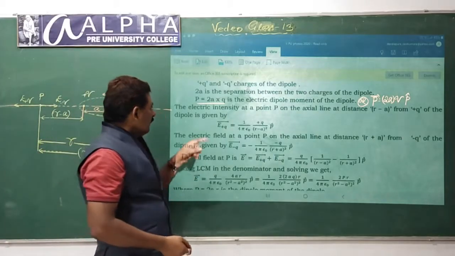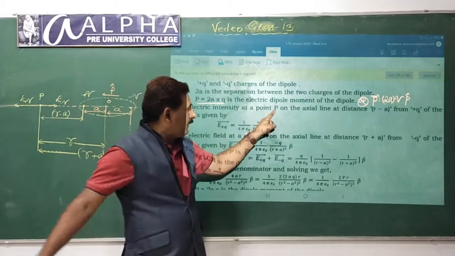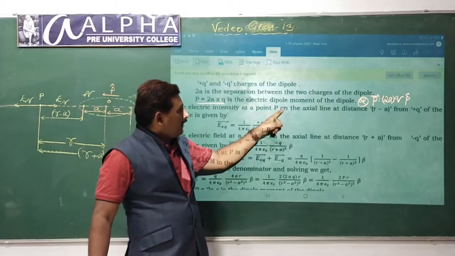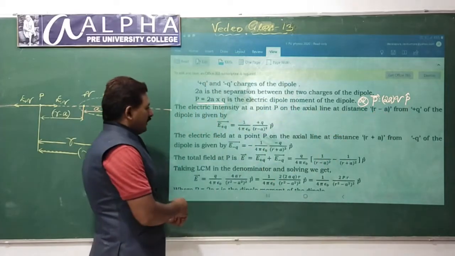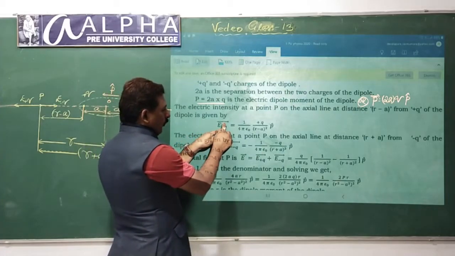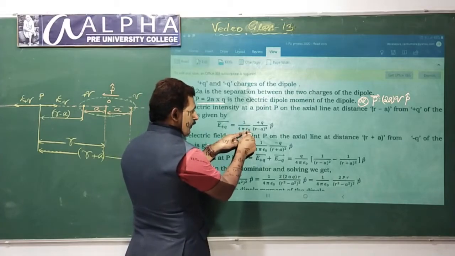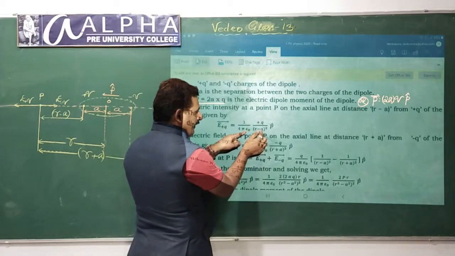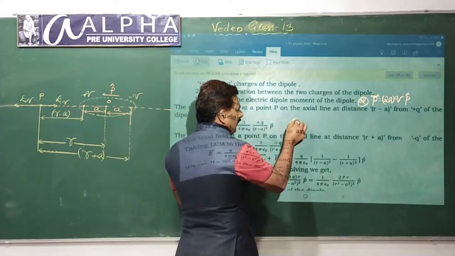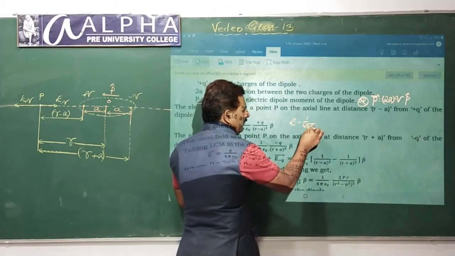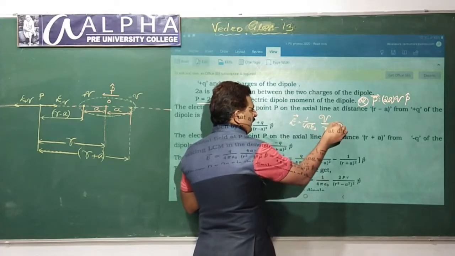Now, electric intensity means strength of electric field at point P. Point P, you see here, is on the axial line at a distance R minus A from plus Q, and is given by E plus Q vector equals 1 over 4 pi epsilon naught, Q by R minus A. So what is the expression for electric field? When you write this, you recall your expression 1 over 4 pi epsilon 0, charge Q divided by R square, unit vector R.